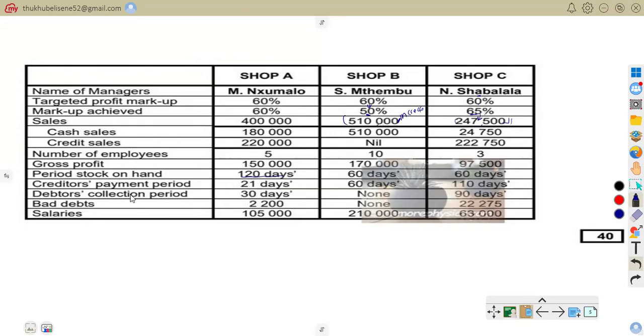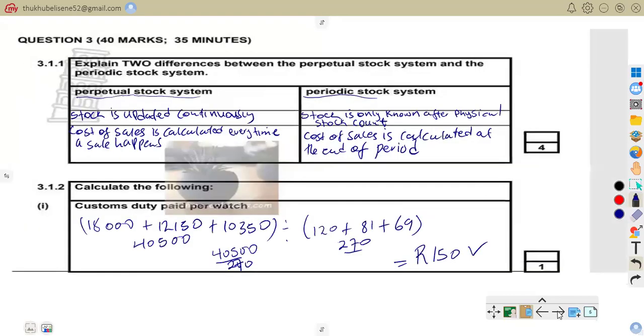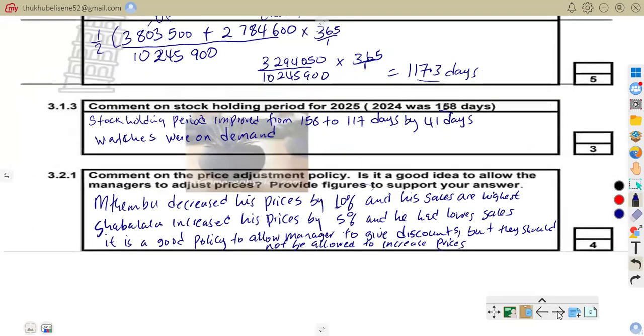Also, the creditors payment period. You see now, he pays his creditors too soon. 21 days. He pays his creditors too soon in 30 days. So that is another problem that we can identify. Remember, we were asked also to give what solutions. So now let us go to our answer book and try to see how we are going to answer that on shop A.